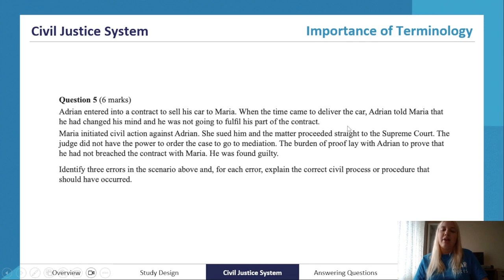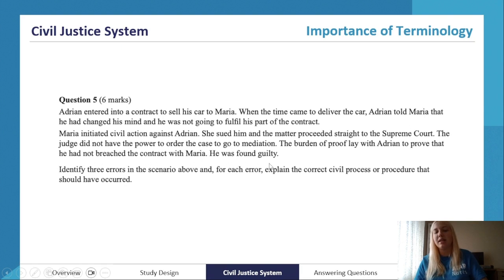The burden of proof lay with Adrian. Another terminology error. We just looked at that table, right? Who has the burden of proof? The plaintiff, the person initiating the case. So Maria has the burden of proof.